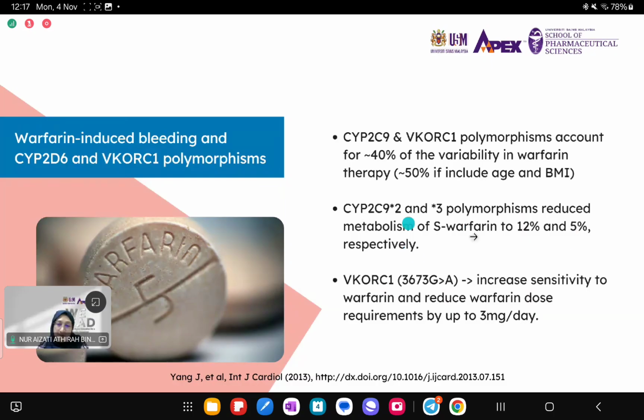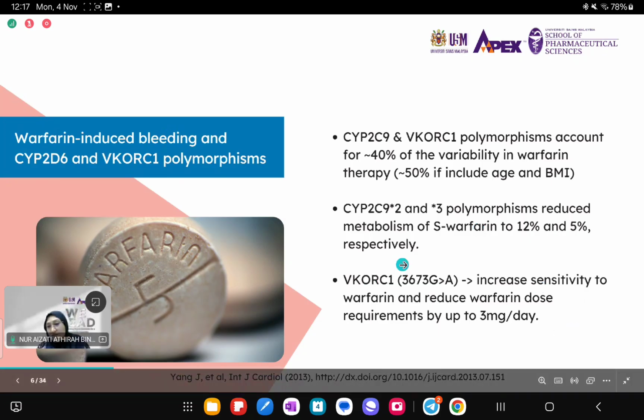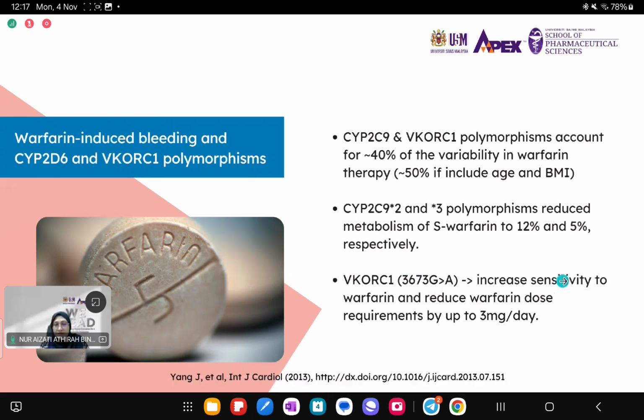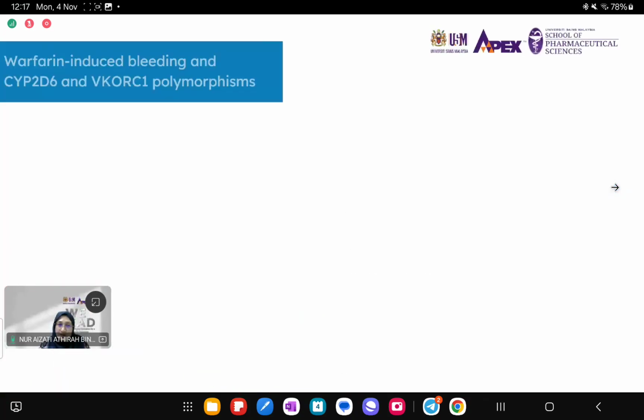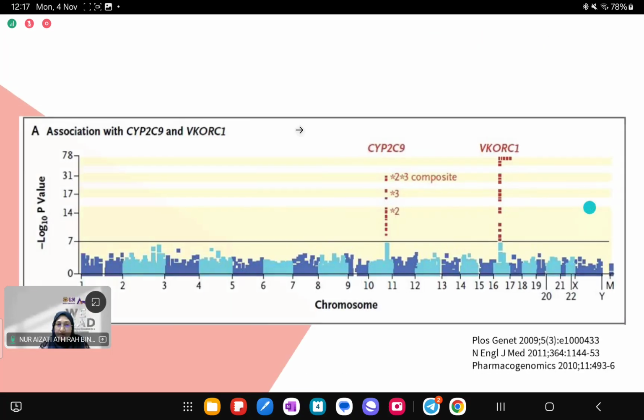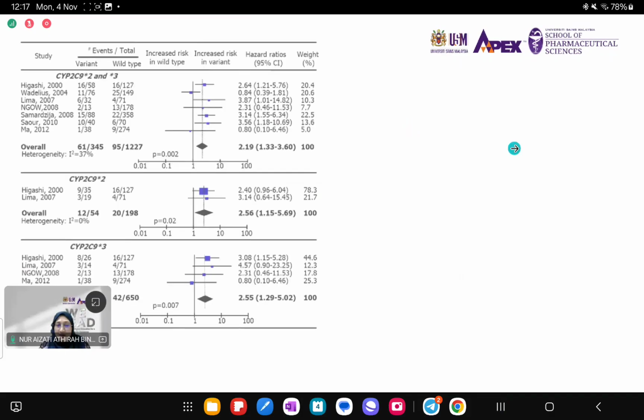If you remember CYP2C9, *2 and *3 are the poor metabolizer for CYP2C9. VKORC1 also, in this SNP, increases the sensitivity to warfarin and reduces warfarin dose requirement. Okay, this is the result from GBOS.